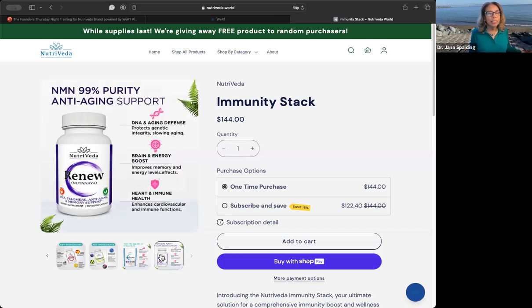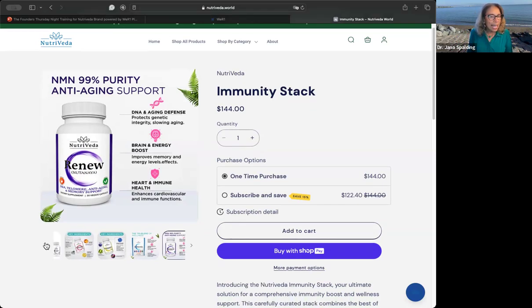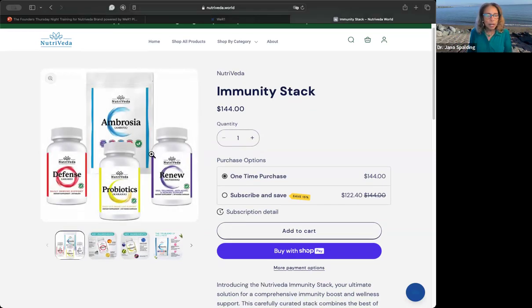And then last but not least, we have Renew. Renew impacts our DNA, and it helps to defend our system against the ravages of living long, of stress. It helps our brain, and it helps our cardiovascular and our immune functions. And so we have the immunity stack: four products working together to keep us healthy, defend us from stress, defend us from infections.